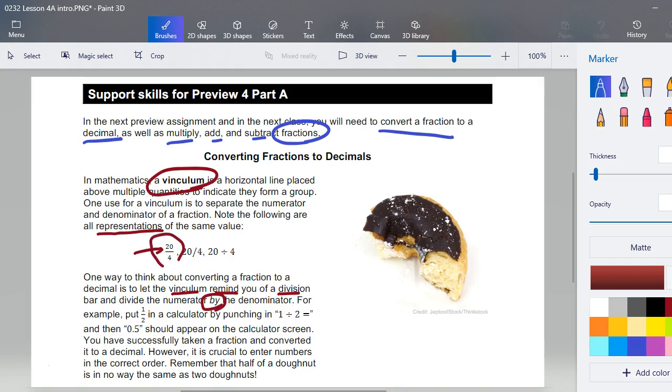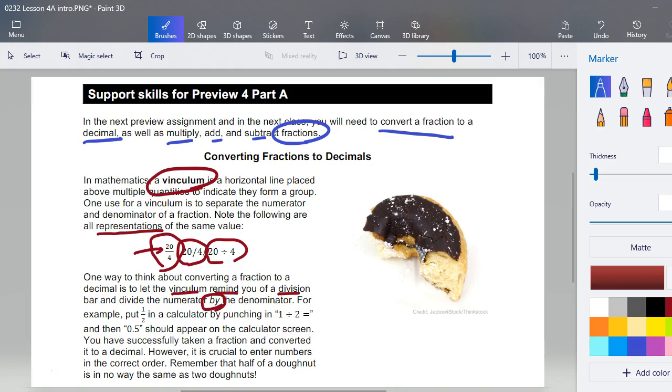So this 20 over 4 and 20/4 and 20 divided by 4, those all represent the same value, the same operation, the same numbers. But often students will put these in a calculator backwards and come up with a number that does not make sense and then definitely does not help them to continue on getting accurate answers.